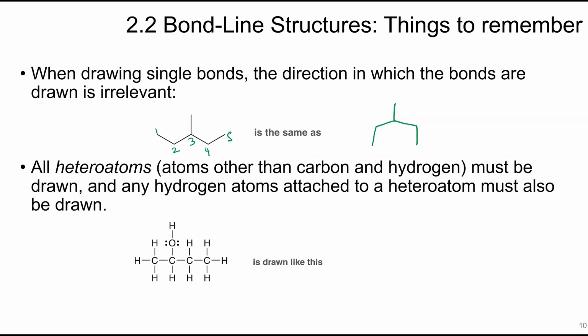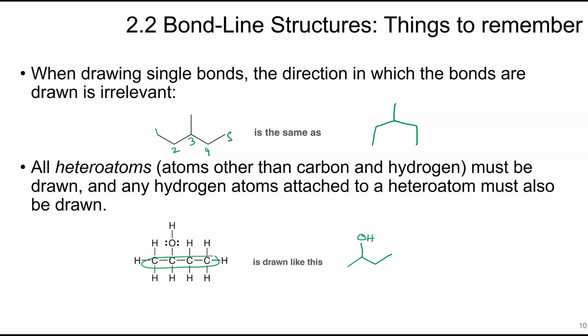All heteroatoms other than carbon and hydrogen must also be drawn, and any hydrogen atoms attached to a heteroatom must also be drawn. So if you're going to draw this out, if I look at the main carbon chain, I have 4 carbons. So that's 1, 2, 3, 4, and the OH is on the second carbon. So you wouldn't just draw the O, you have to draw the H in there.